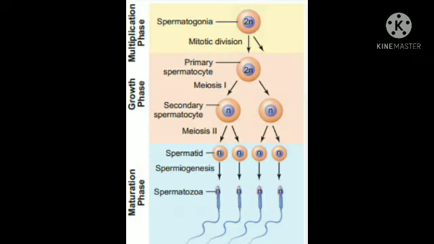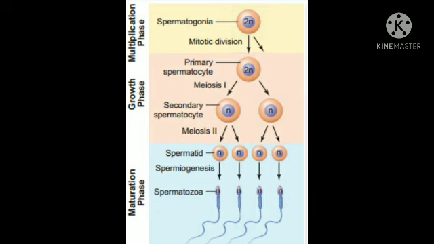Now see this diagram, where the whole process of spermatogenesis is represented in the form of phases. We mainly study the process of spermatogenesis under 3 phases and 1 conversion. First is the multiplication phase, in which the spermatogonial cells undergo mitotic division to produce a number of primary spermatocytes.